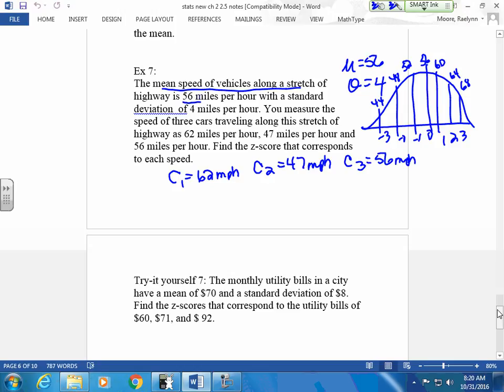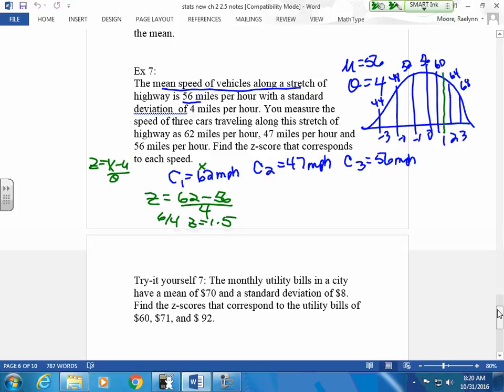Okay, so I'm looking at my first car. My first car is going 62 miles per hour, smack in the middle of here, between 60 and 64. What should my z-score be? 1.5. So let's see if that's true. I take my z-score, I take the value, this is my x value, 62 minus the mean, divide by my standard deviation. So this gives me 6 divided by 4. This, in fact, gives me 1.5.